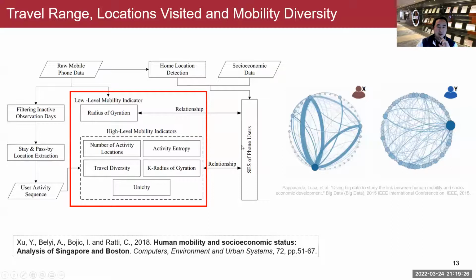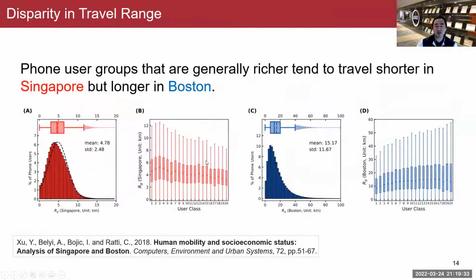Okay. Then we associate these indicators with the estimated socioeconomic status to see their relationship in the two cities. First, we compare the relationship between the size of activity space, the travel range, and socioeconomic classes. The higher the class here, the higher the socioeconomic class. It turns out that in Singapore, the richer the people, the shorter they travel in the city, while we find an opposite trend in Boston. The richer the people, the further they travel. A very opposite trend.